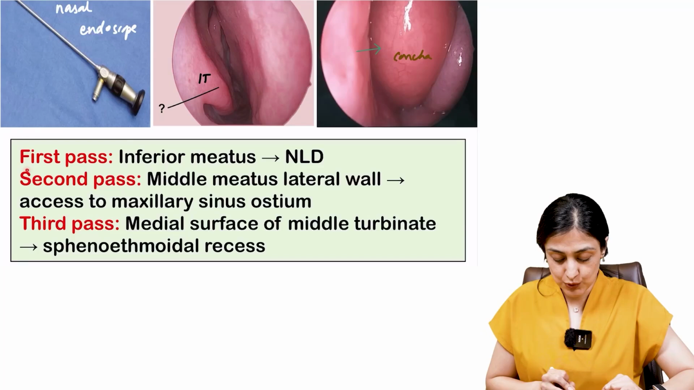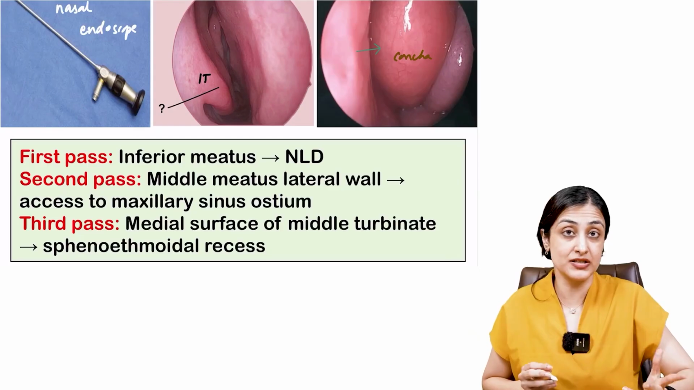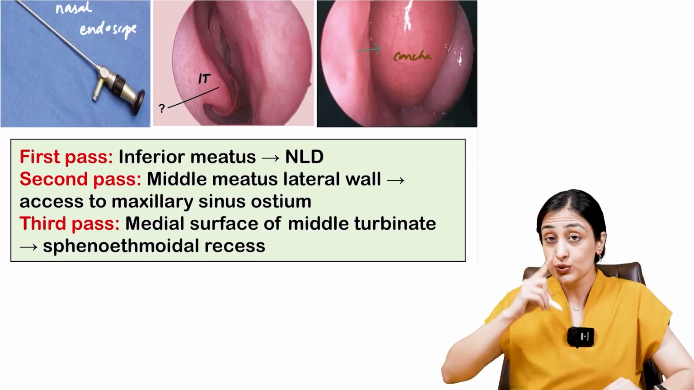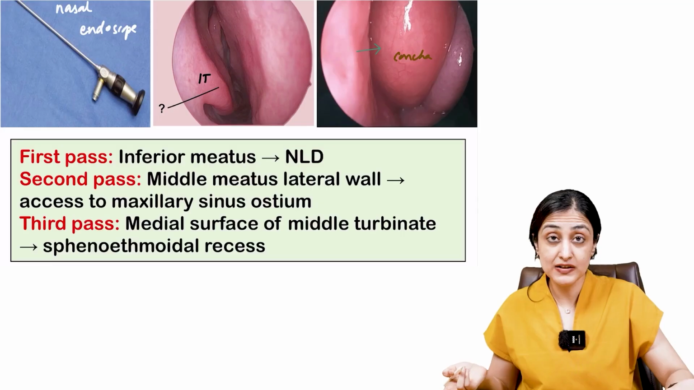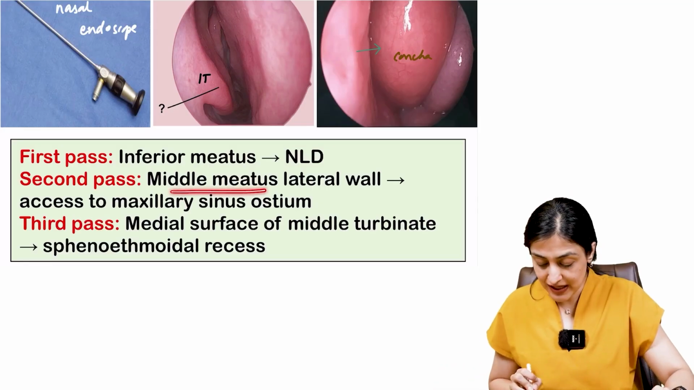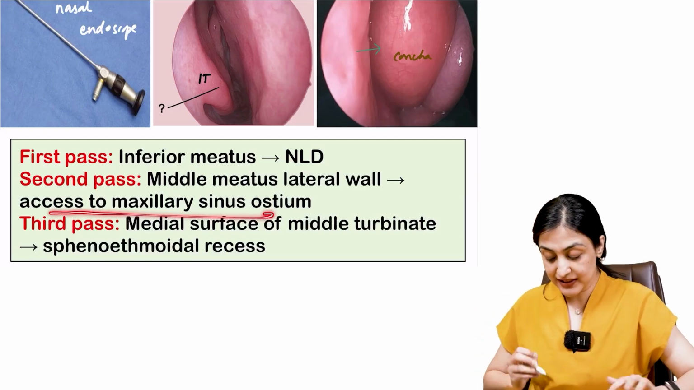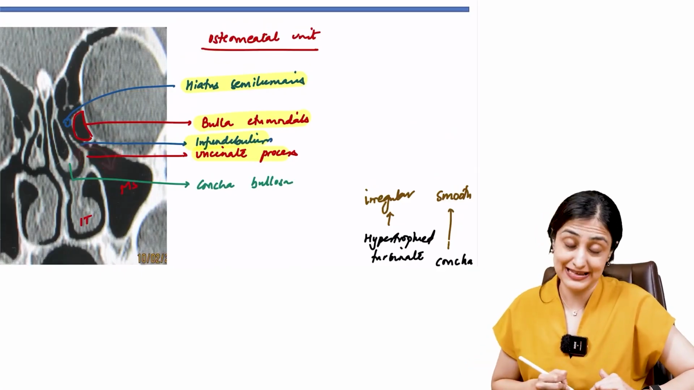So this is where you have various passes, the curves, the turns that an endoscopic surgeon will take. First is the inferior meatus to reach the nasolacrimal duct. Second route they can take, figure these as routes, is the lateral wall of the middle meatus, where they'll enter the maxillary sinus ostium. That makes sense.